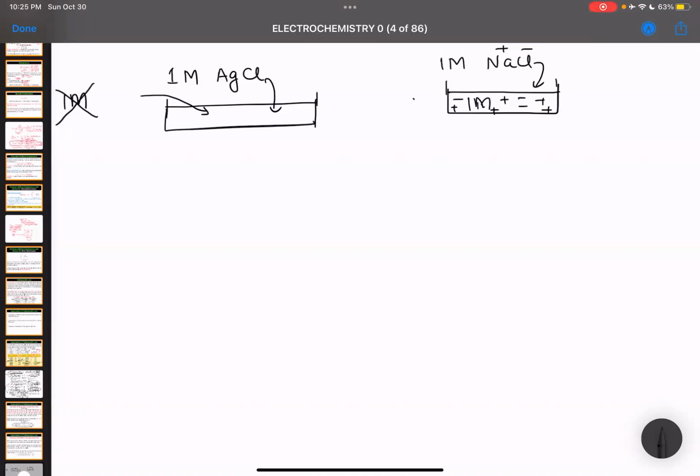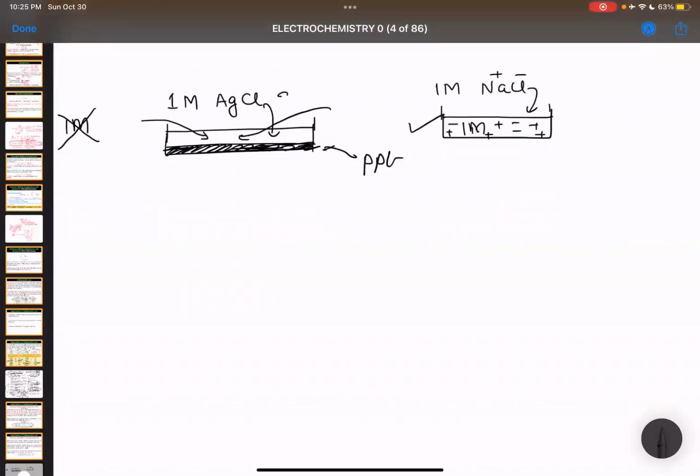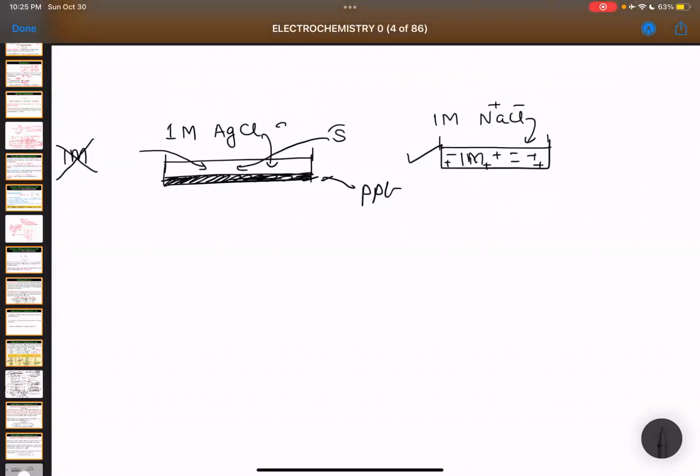Why no? There I said it should be 1 molar because I put in 1 mole of NaCl. But in the case of AgCl, when I put in 1 mole, the concentration is not 1 molar. The reason is very simple. AgCl is insoluble. Most of it is going to become precipitate, and a very small amount is going to be soluble, something like 10 to the power minus something. It is known as solubility. So the solubility of AgCl is going to be very low.